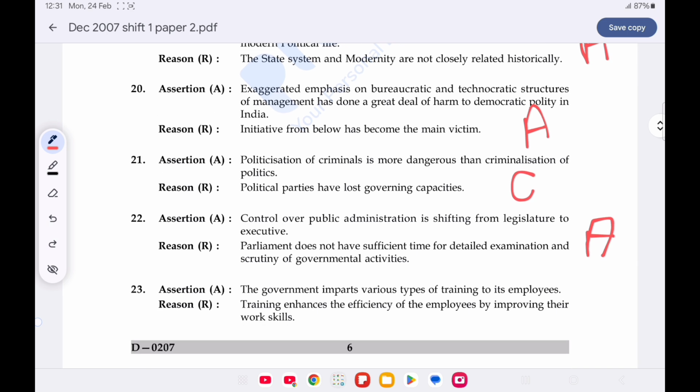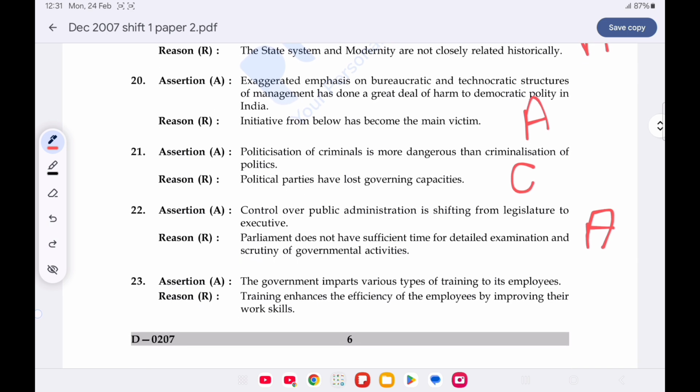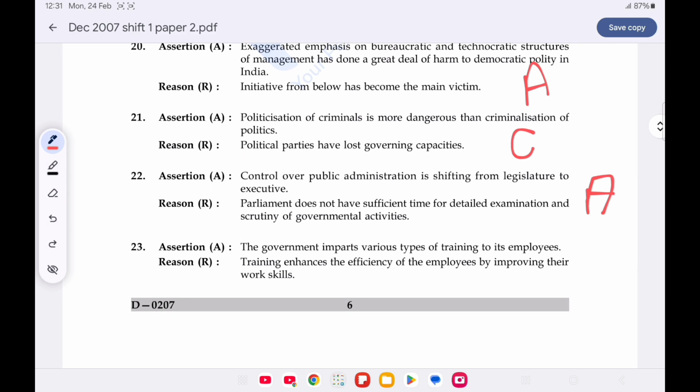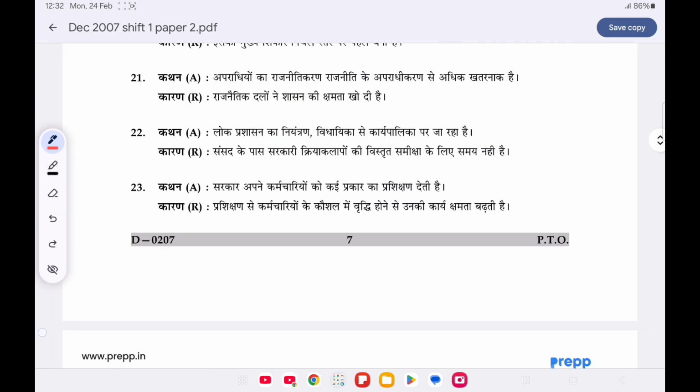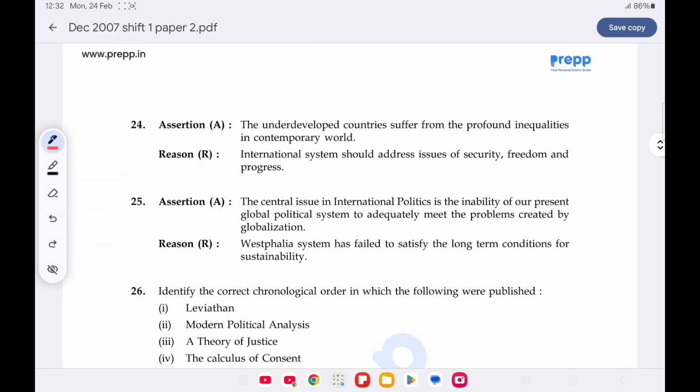Question number 23. Assertion. The government imparts various types of training to its employees. Reason. Training enhances the efficiency of the employees by improving their working skills. Option A is correct. Both the statements are true and are correct explanation of each other. Now question number 24. Assertion: the underdeveloped countries suffer from the profound inequalities in contemporary world. Reason: international systems should address issue of security, freedom and progress. Option D is correct as assertion is false and reason is true.